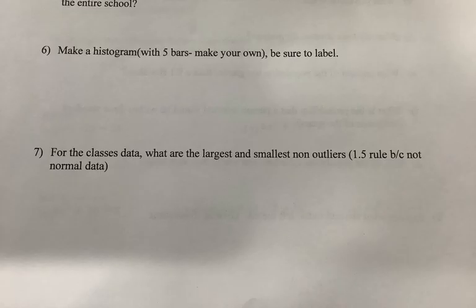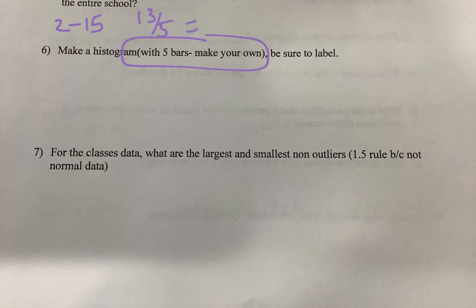And now make a histogram. So again, we're going to sort this data, and we're going to make 5 bars here on our own. So we went from 2 to 15. If I did 15 minus 2, that's 13, and I divide by 5 because I want 5 bars, then that's like 2.6. So if I use 2.6, that would be a good width.